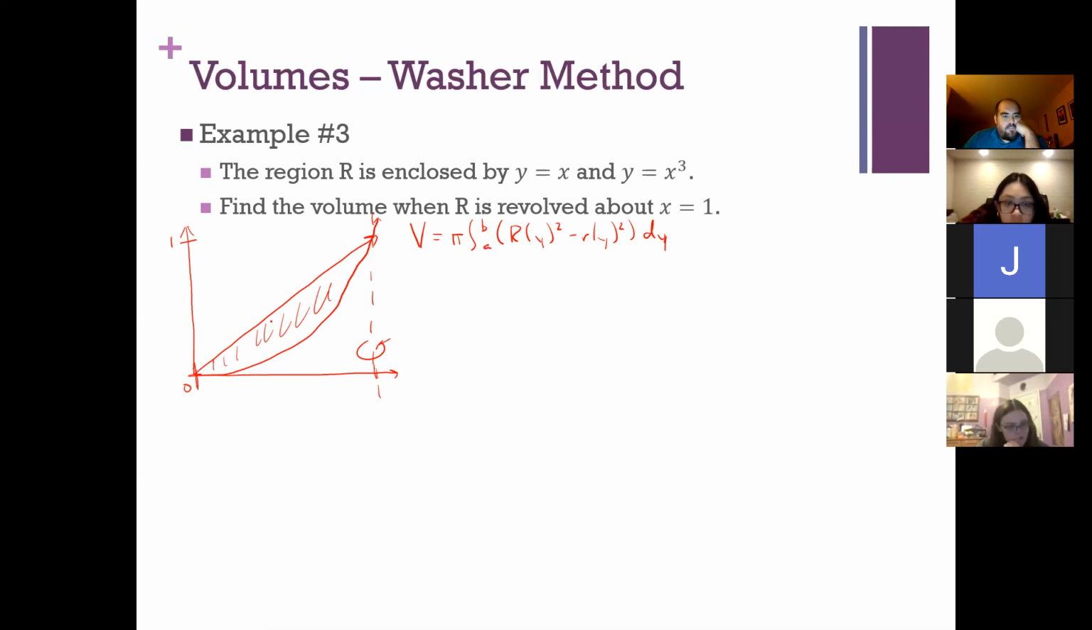All right, and just like we've agreed upon, we need to use y as our independent variable, which means all of our intervals are going to be delta y intervals. So I'll draw a couple of representative rectangles in here. All right, and I'll let you all drive for a bit. What do we need to do next?